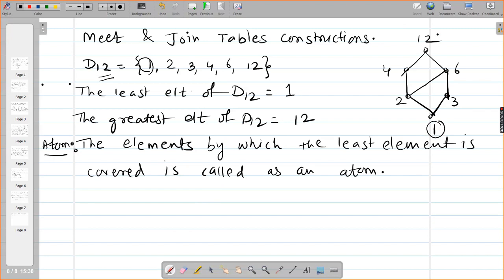So you may be given a Hasse diagram and asked for the atoms in that diagram, or without a diagram also. Suppose you are only given the list D12. Then you should understand what D12 is. D12 is the collection of all divisors of 12, and from that you have to write the atoms. So here the least element is 1. Which elements cover 1, or 1 is covered by which elements?